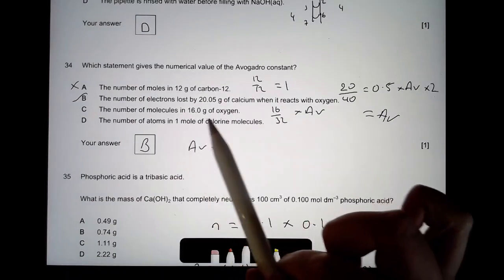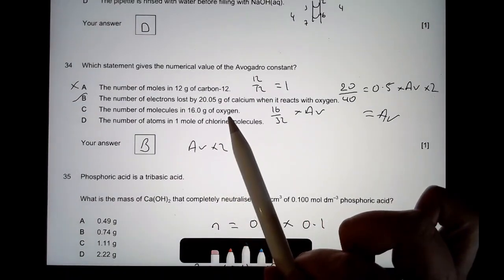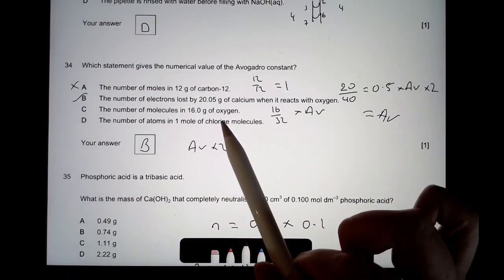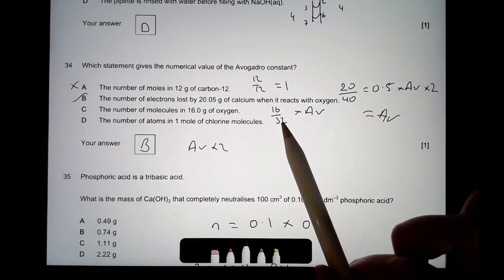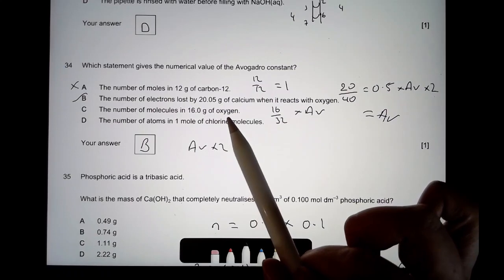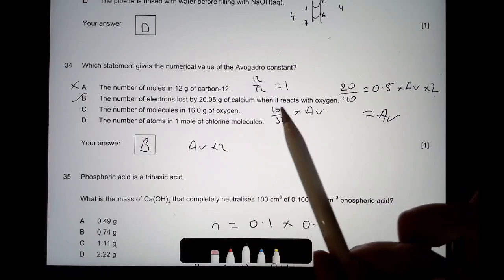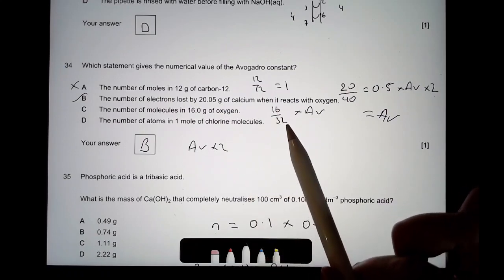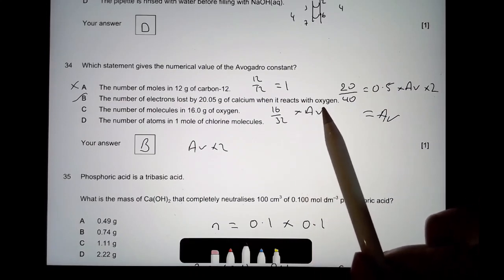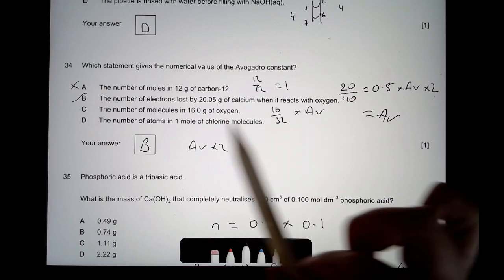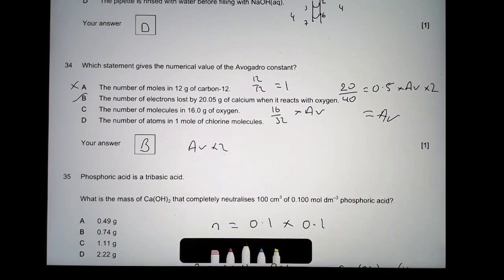The next one, the number of molecules in 16 grams of oxygen. So to work out the number of molecules, I need number of moles times Avogadro's constant. It's going to be 16 divided by 32. Remember oxygen is O2, so the formula mass of oxygen is 32. So 16 divided by 32 is a half. A half times Avogadro's constant is a half of Avogadro's constant. So that's incorrect.